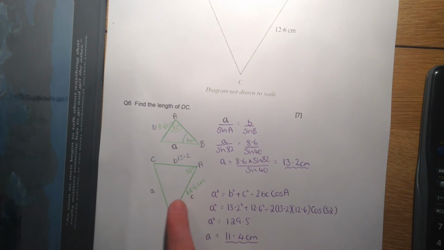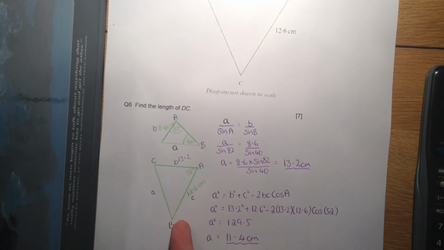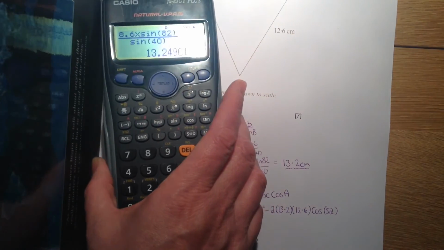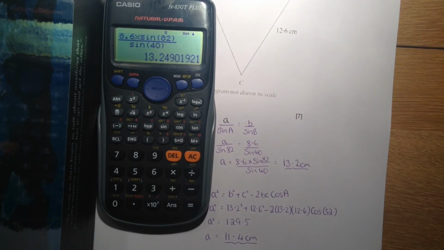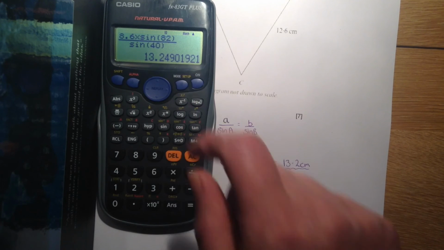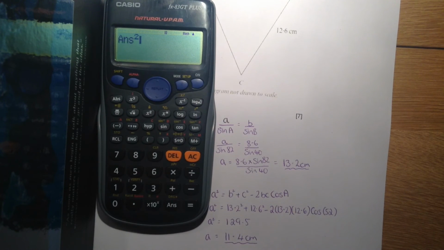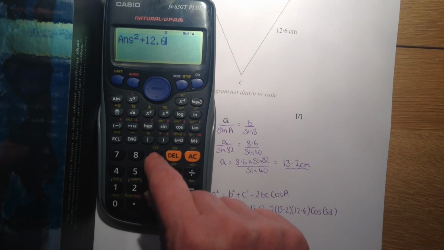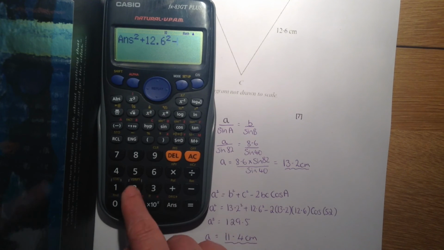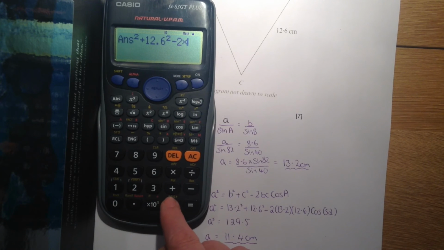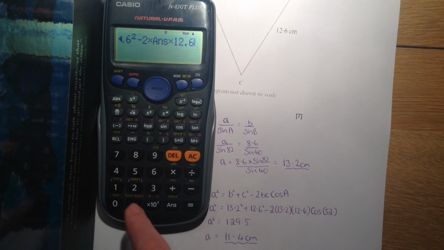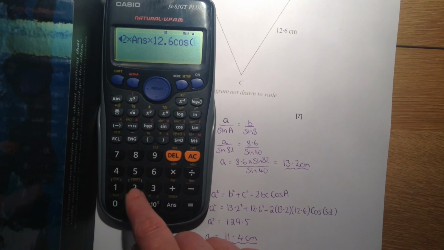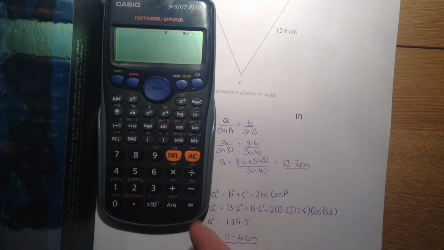Little a is the side I want, so opposite that is angle A, and B and C I've also put down as well. So substituting everything in, I'm going to then use my calculator again to pop all these values in. So what have I got? I've got 13.2, but actually it's that long number, squared, plus 12.6 squared, minus 2 times, ans again, because it's still in there, times 12.6 times cos 52, close the bracket. Here's my answer.